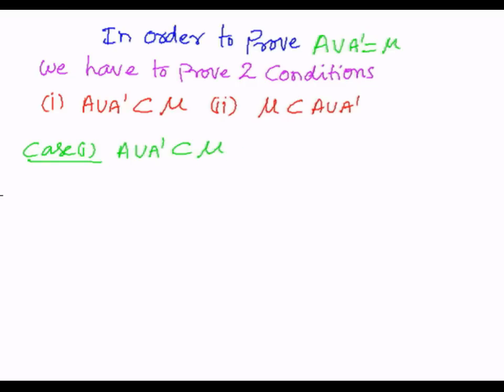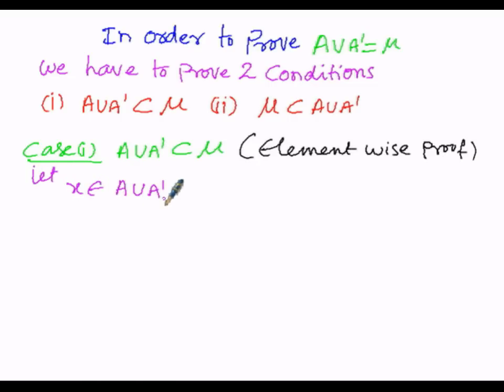Since we are going to prove it by means of the element-wise method, we have to assume an element which belongs to the set A union A dash. So here let that element be x. So here let x belong to A union A dash. So that implies, since x is belonging to A union A dash, we can write the further logical step as x belongs to A. So here union indicates OR.